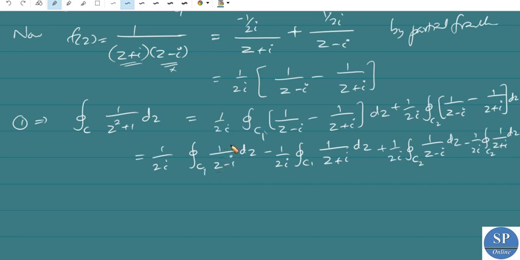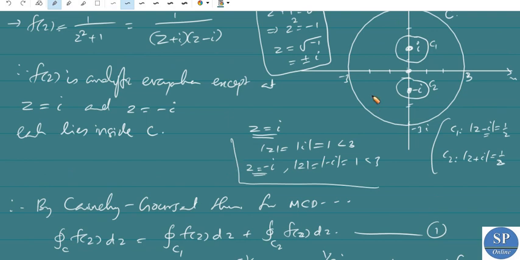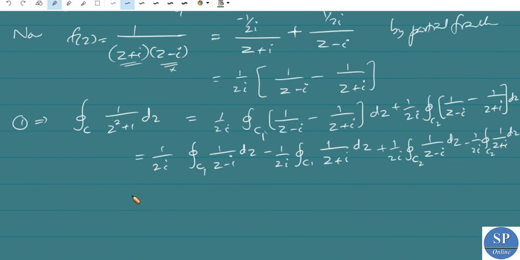So here this function is not analytic only at the point z equal to i. Okay, this is C1 and this point is i. That means i is an interior point of C1. So by using the result above we can write this as 2 pi i. Minus 1 by 2i into what about this, 1 by z plus i over C1? The point at which this function is not analytic is minus i.